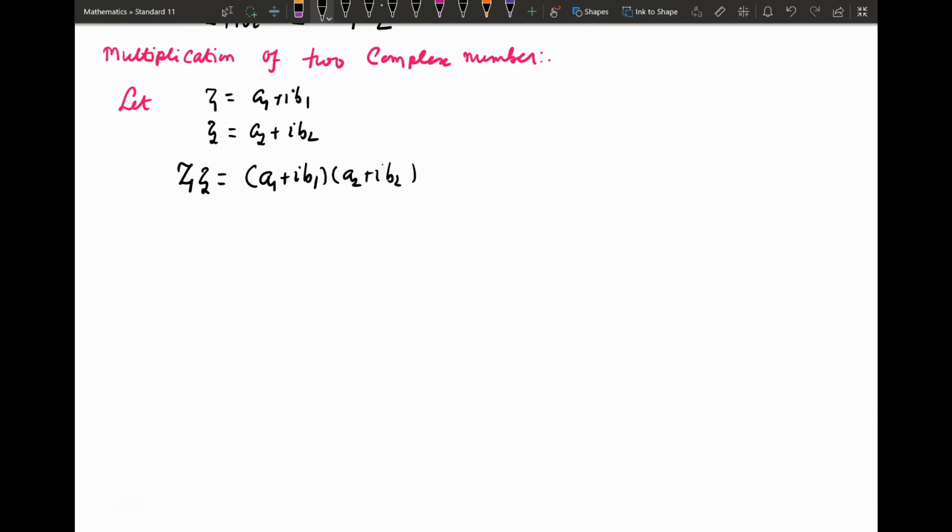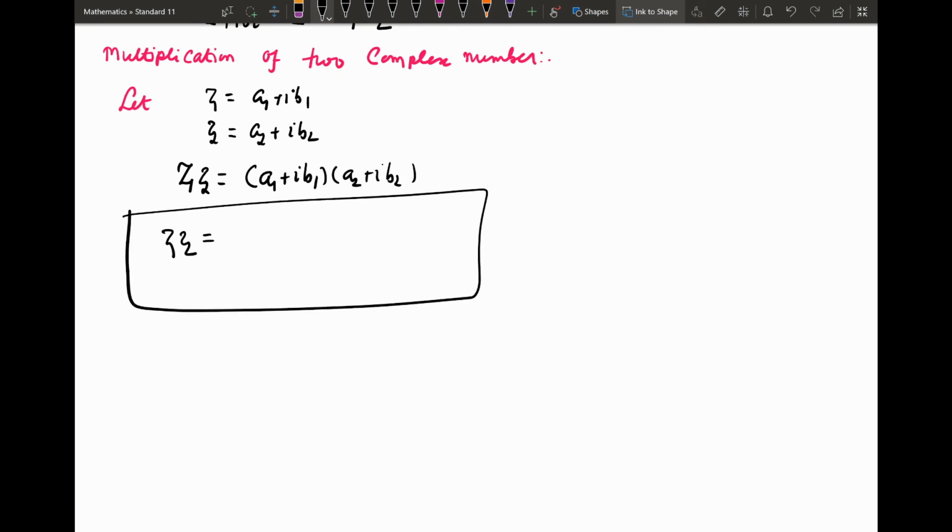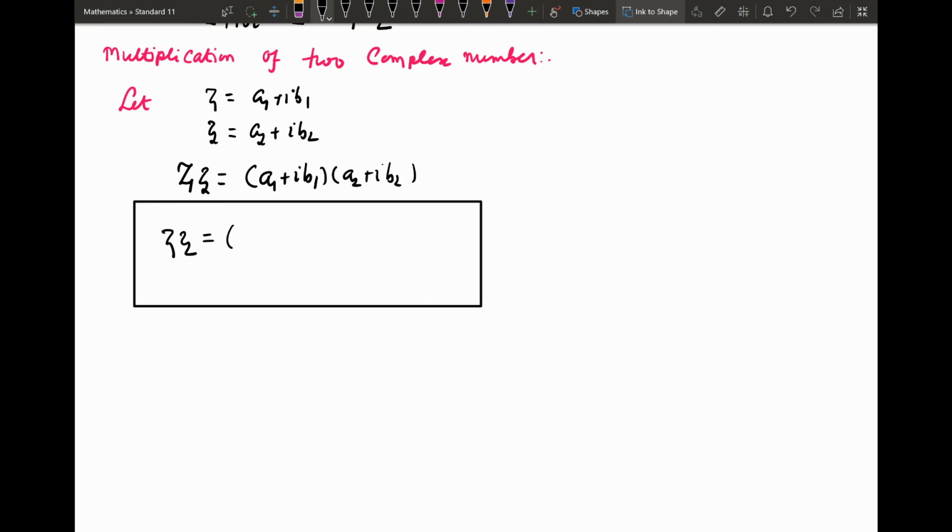We define Z1 into Z2 equal to A1 A2 minus B1 B2 plus I into A1 B2 plus B1 A2. This we defined as multiplication of two complex numbers Z1 and Z2, or product of two complex numbers. Actually it is ordinary multiplication.